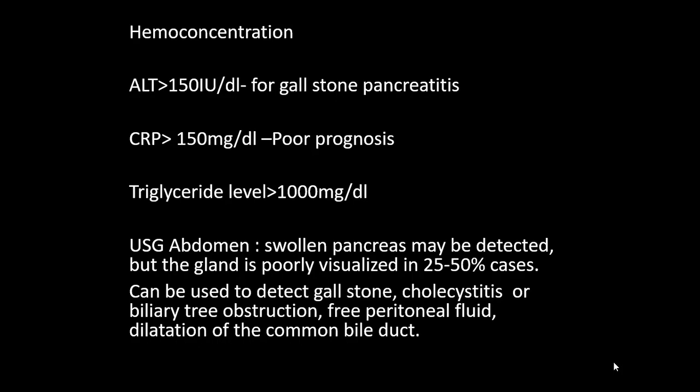Once you have sent some investigations, you also expect results from them. What happens to the hematocrit? Hematocrit will be high in acute pancreatitis. Why? Because of volume sequestration, third spacing and capillary leak, you will have hemoconcentration. ALT more than 150 indicates gallstone-induced pancreatitis, and CRP is a very good prognostic marker. If it is more than 150, that indicates you are dealing with severe acute pancreatitis. As I said before, triglyceride more than 1000 indicates hypertriglyceridemia-induced pancreatitis.